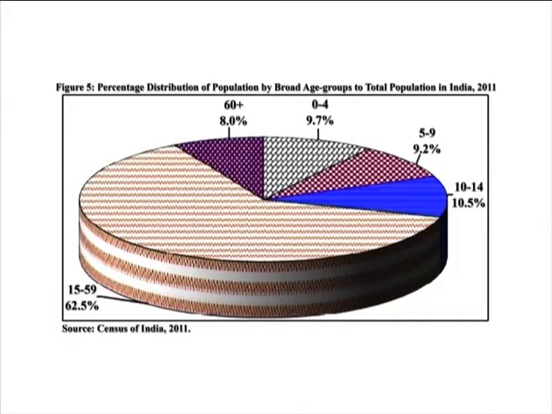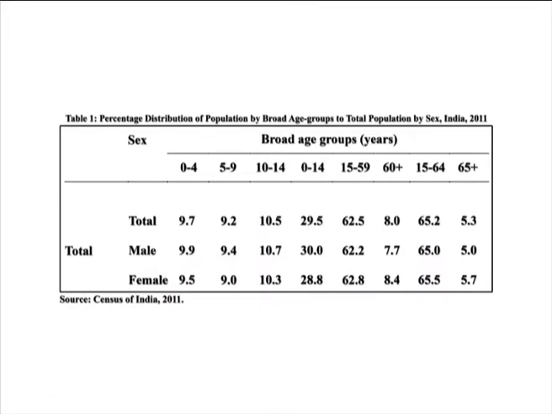Figure 5 shows that the proportion of the age group 15 to 59 years out of total population in India in 2011 census is 62.5%, while that of the age group 0 to 14 and 60 plus is 29.5% and 8% respectively. The table has also shown the age structure by sex.